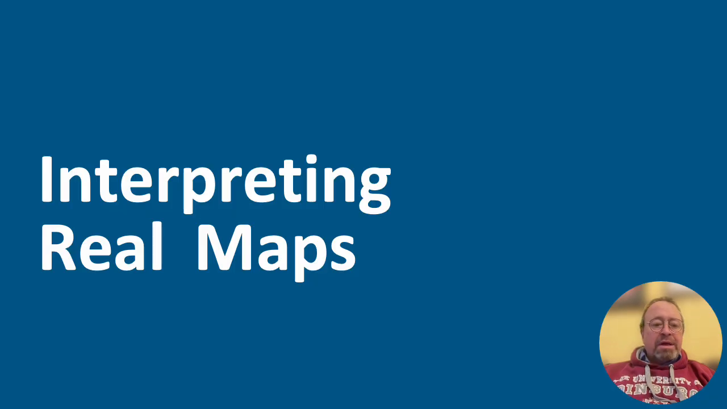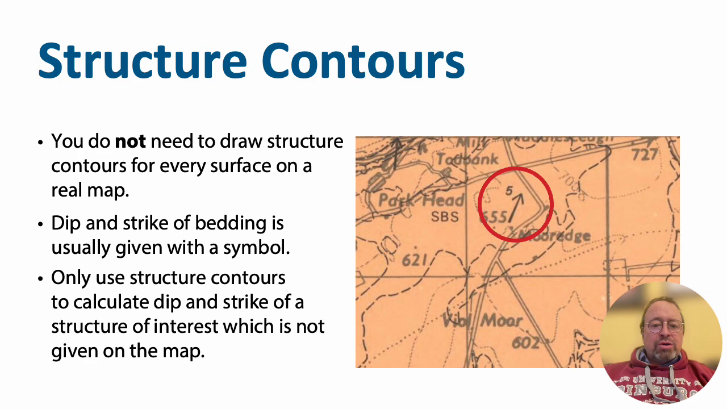So let's think a little bit about interpreting real maps. They're not, again, quite the same as the things that you've been looking at up to this point. Structure contours, well, you can draw structure contours on real geological maps, but in general people don't bother. You certainly don't need to do it. Instead, if you want to understand what the overall structure is, we don't have to draw structure contours, but we can use the strike and dip measurements which are shown on the geological map as a guide to this.